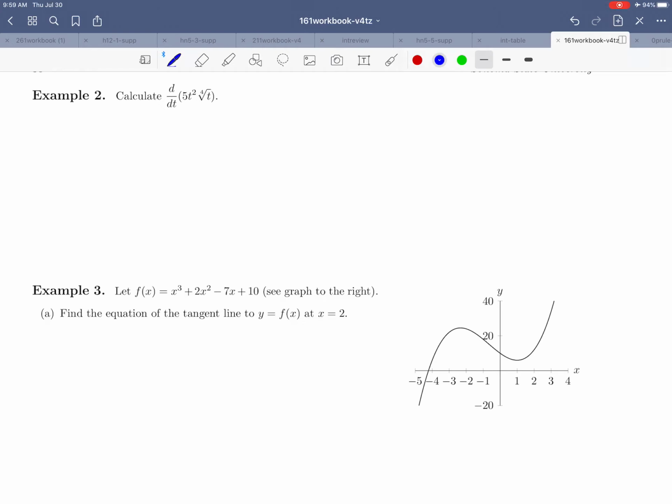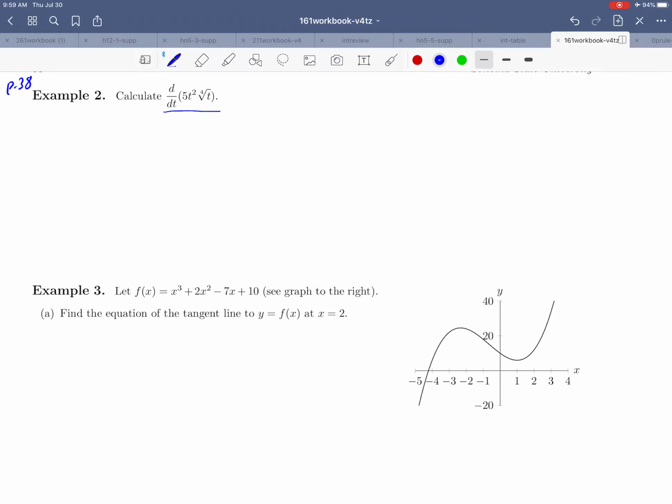Hello everybody and welcome to example 2 on page 38 of the workbook. Here's our second example of trying to use our shortcut derivative formulas to find the derivative of a function. In this case they'd like us to find the derivative with respect to t of 5t squared times the fourth root of t. That's a pretty complicated looking function. There's a lot going on there.